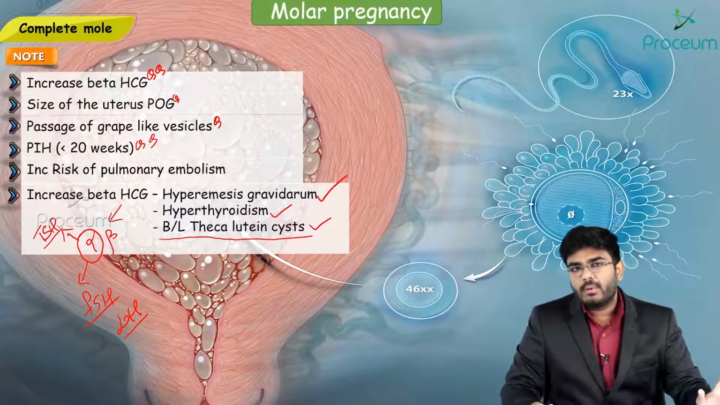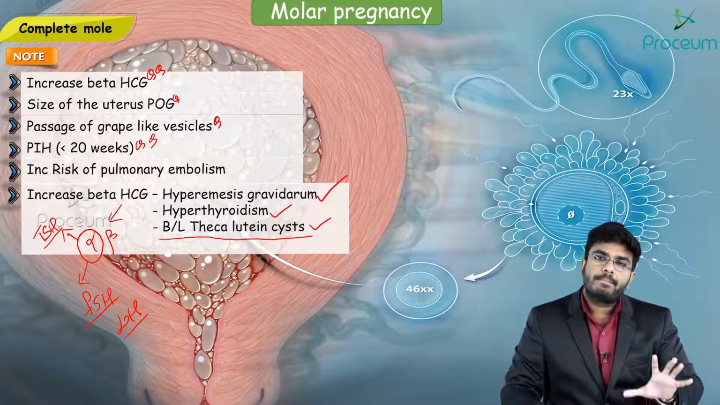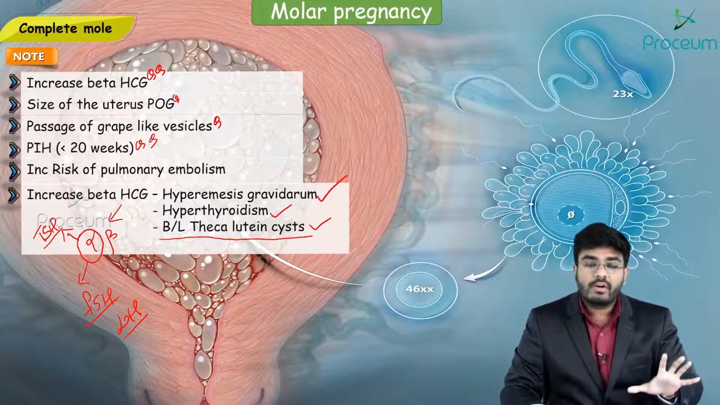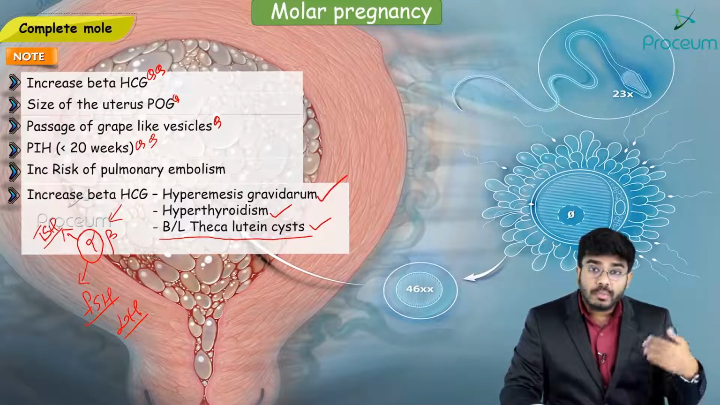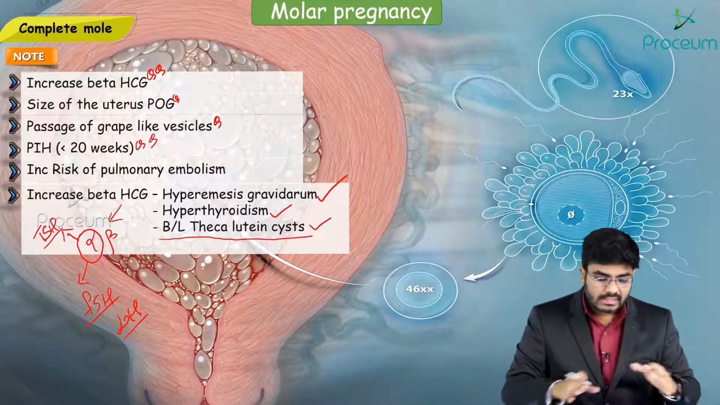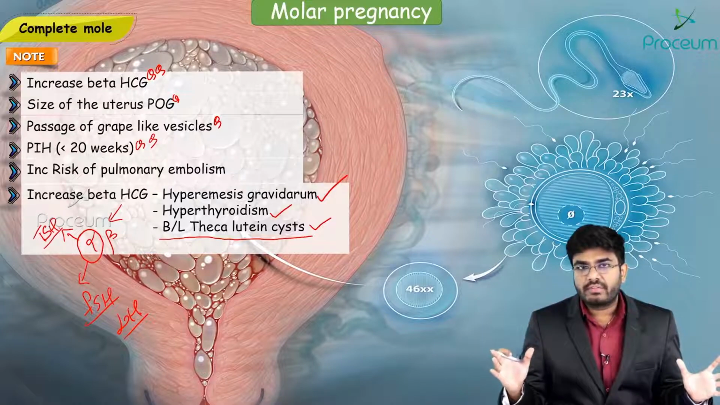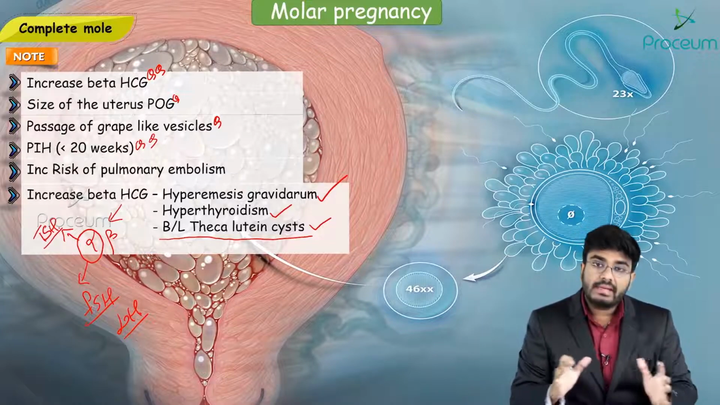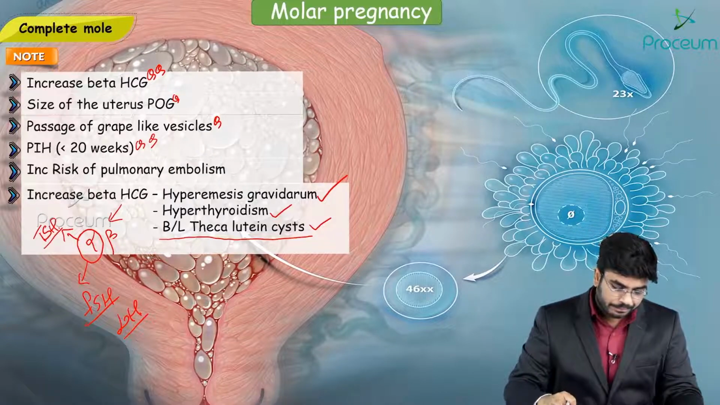Why is there a complete mole? Whenever an empty ovum is fertilized by a single sperm, and the genetic material of the sperm is duplicated, that's androgenesis. The resultant product will be a complete mole, with abnormal trophoblastic proliferation, the entire uterine cavity occupied by grape-like vesicles, and prune juice discharge.